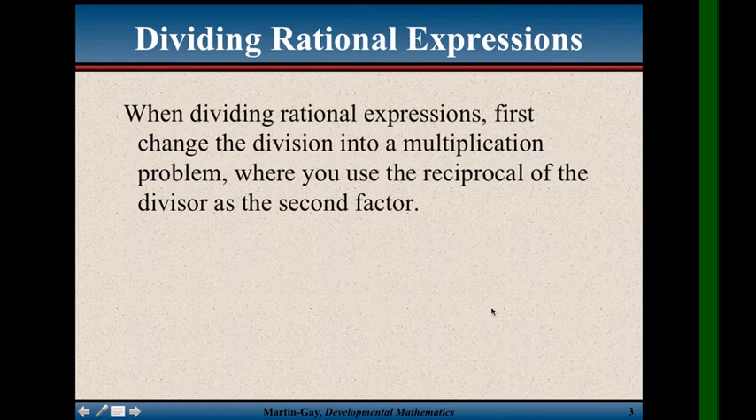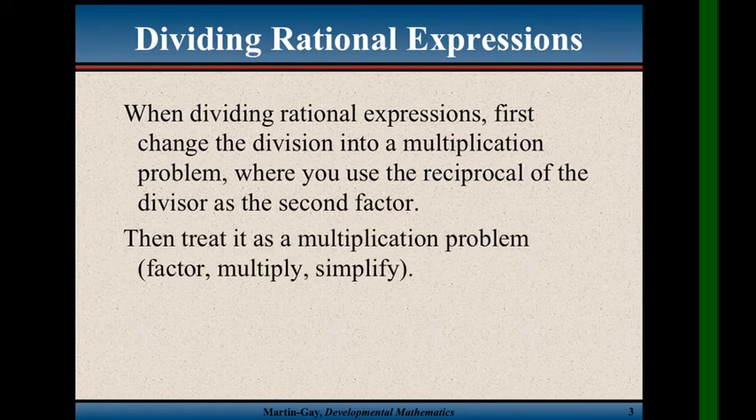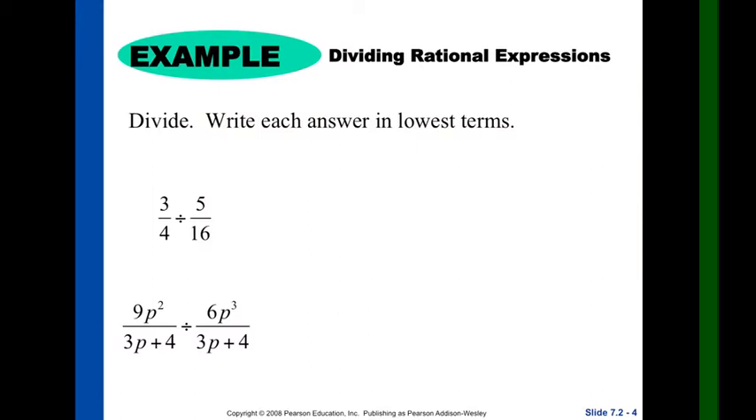When dividing rational expressions, first change the division into a multiplication problem, where you use the reciprocal of the divisor as the second factor. Then treat it as a multiplication problem. Factor, multiply, and then simplify.